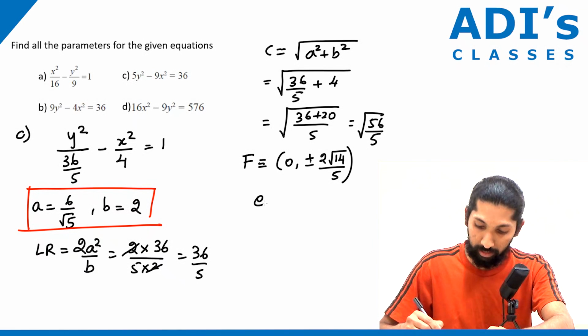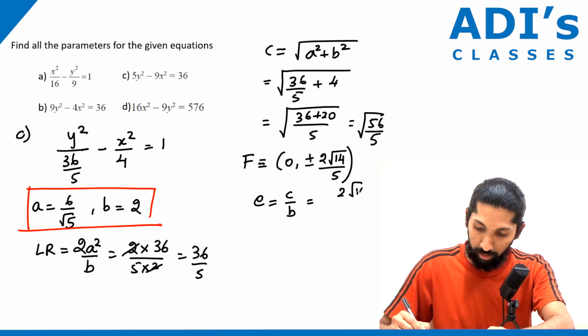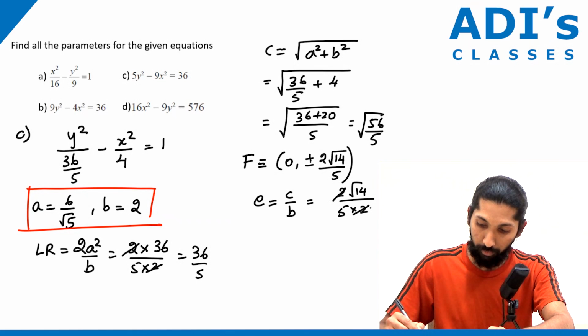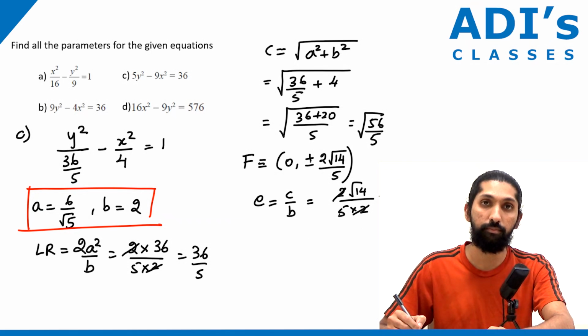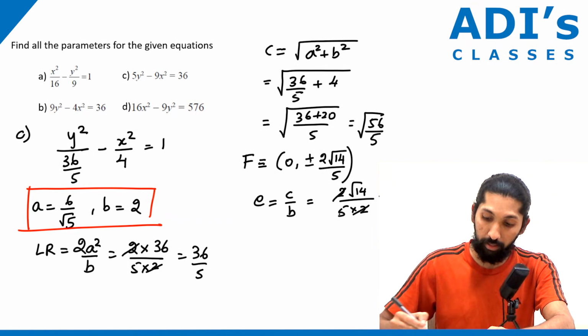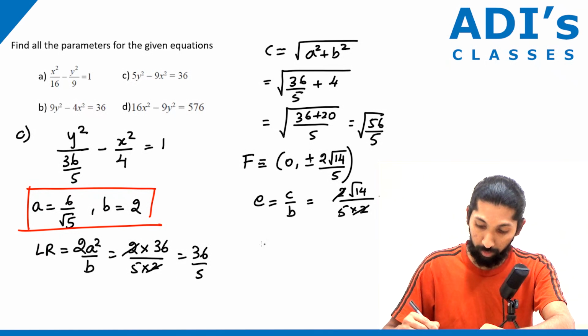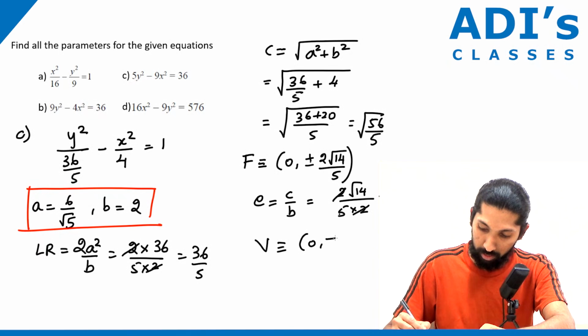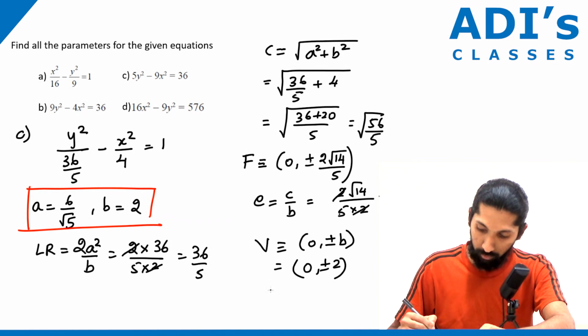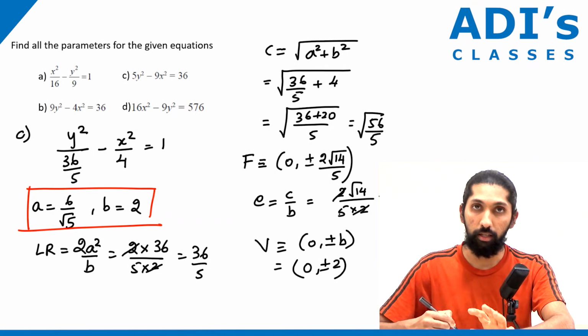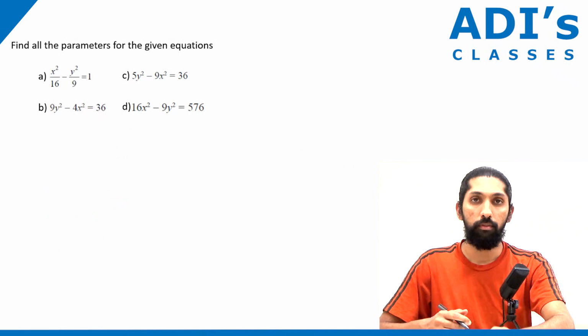Then eccentricity is equal to c by b, which is 2 root 14 divided by 5 into 2. This is the value of the eccentricity. Okay. Then the next parameter, what do we have? After eccentricity, we have to figure out the vertex. So the vertex is (0, plus or minus b), so (0, plus or minus 2). This is the value for the vertex. Clear? Let's do the next one, the fourth one.